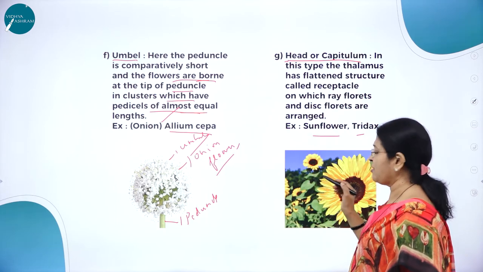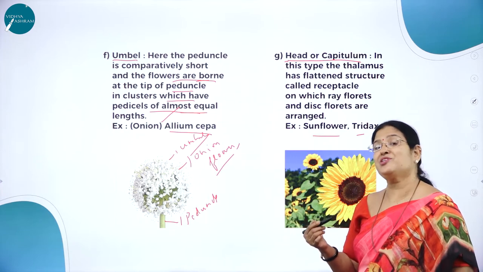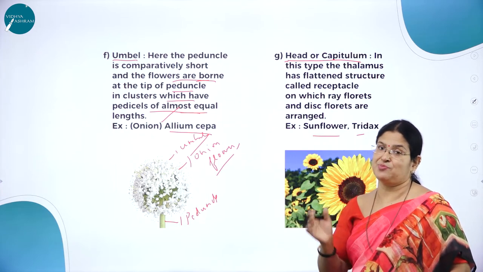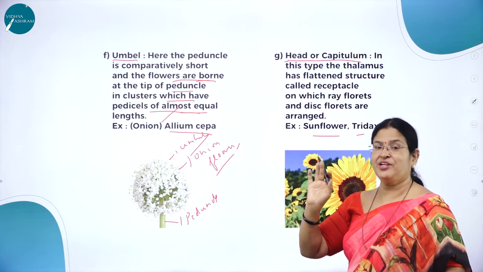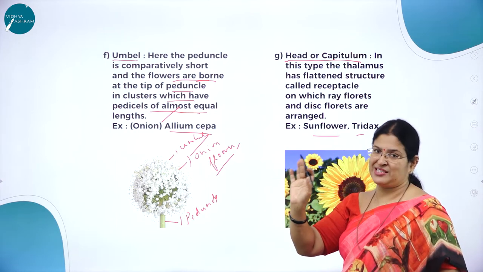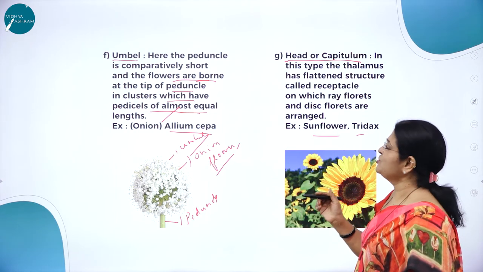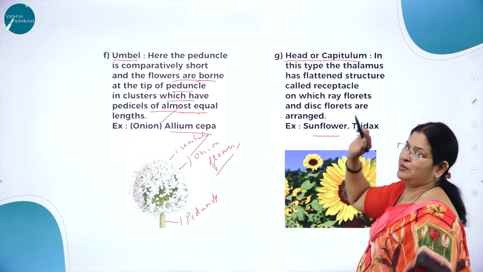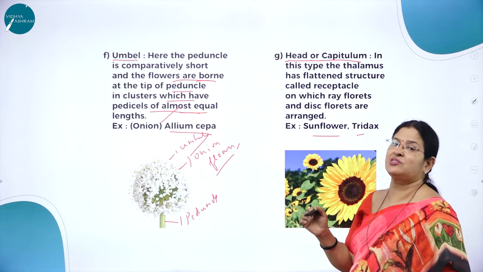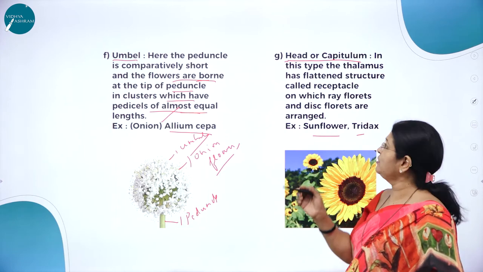So head or capitulum. Have you ever observed a sunflower? What is the uniqueness? Why is it called sunflower? It has more affinity towards the sun, so it will usually bend towards the sun. Hence the name sunflower. So it comes under what? Head or capitulum inflorescence. Now let us see what is the uniqueness of this head or capitulum inflorescence.